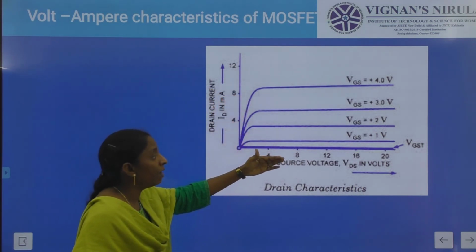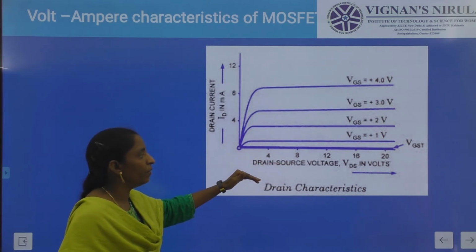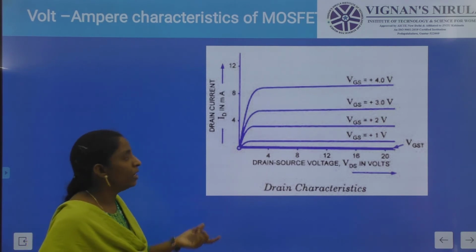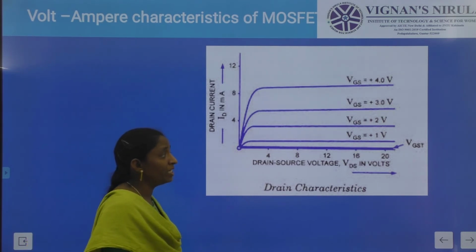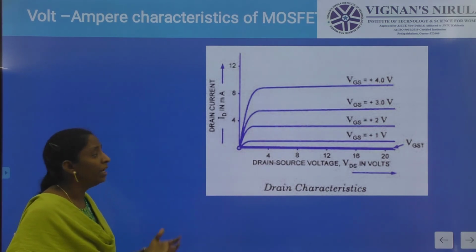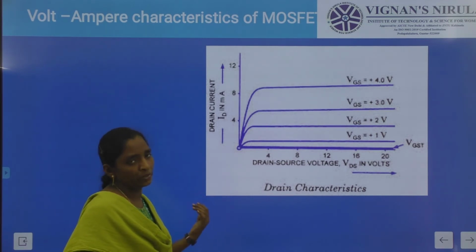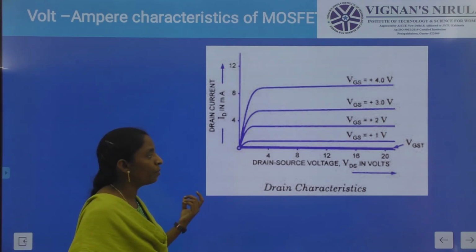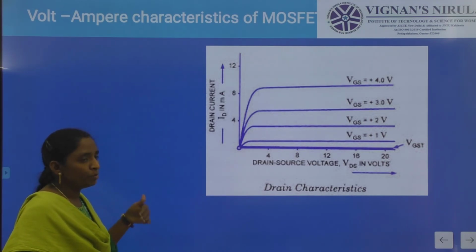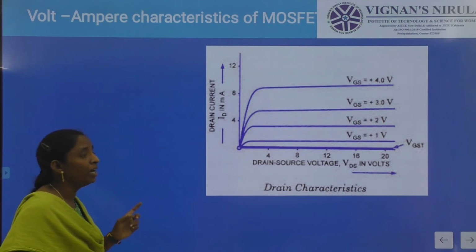If you apply VGS equal to 0, there is less current and voltage compared to VGS equal to 1 volt. If you give VGS equal to minus 1 volt, minus 2 volts, minus 3 volts like that, the output voltage and output current will be reduced. So the entire operation of the MOSFET or JFET depends on the input voltage, that is VGS. This is the VI characteristics of the MOSFET.